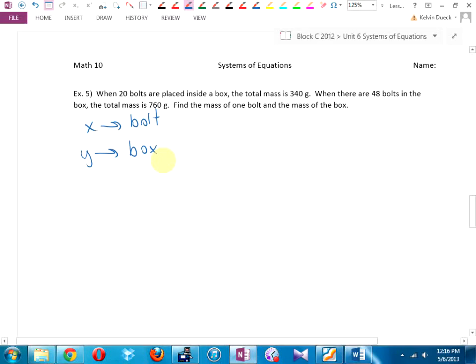Alex, can you read the first sentence to me, please? "When 20 volts." Stop. How could I write 20 volts? 20x? Sure.